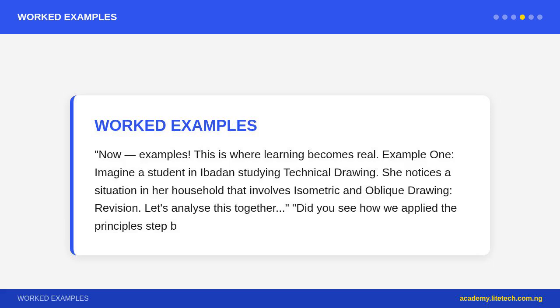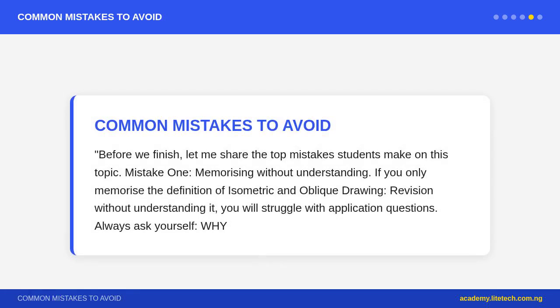Before we finish, let me share the top mistakes students make on this topic. Mistake 1. Memorizing without understanding. If you only memorize the definition of isometric and oblique drawing, revision without understanding it, you will struggle with application questions. Always ask yourself, why is this true?